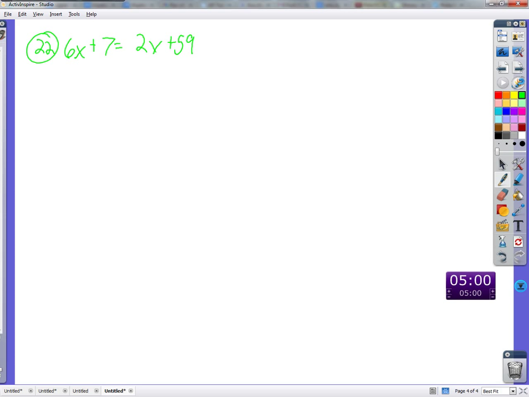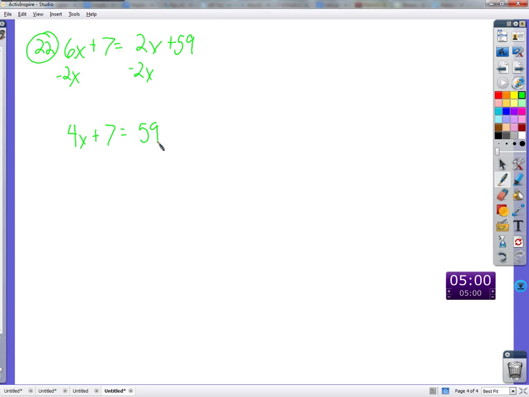What did somebody do? I saw several different approaches. Start out with subtracting 2x on both sides. Okay, subtract 2x on both sides. So we have now 6x minus 2x is 4x. 2x minus 2x is nothing. That's good. And nothing plus 59 is just 59.